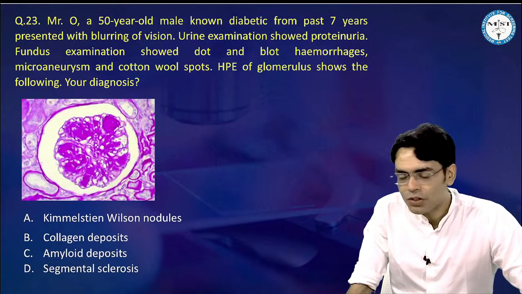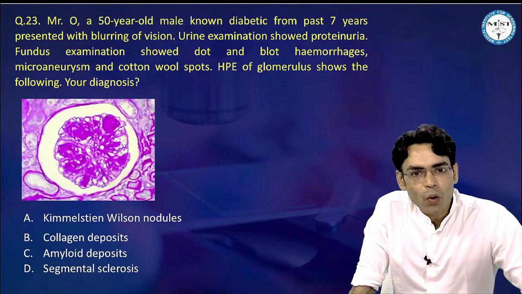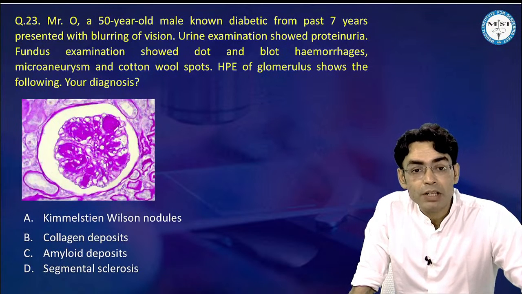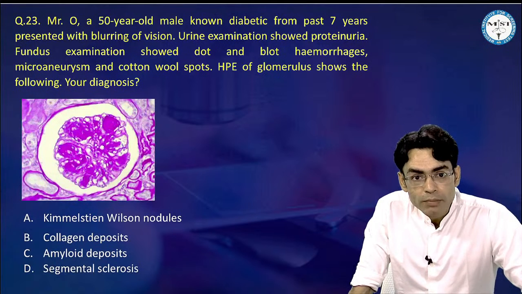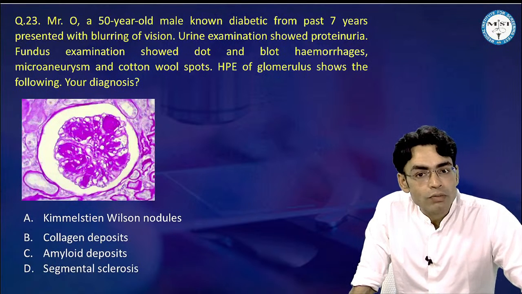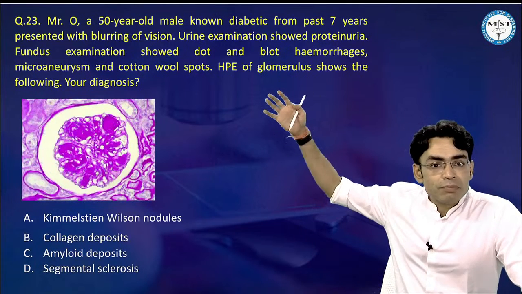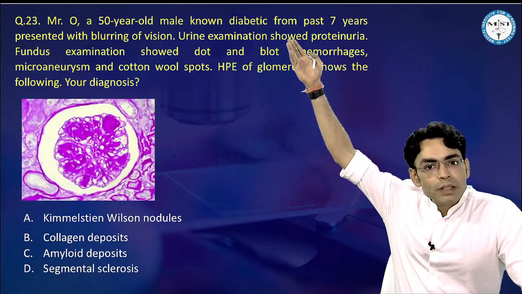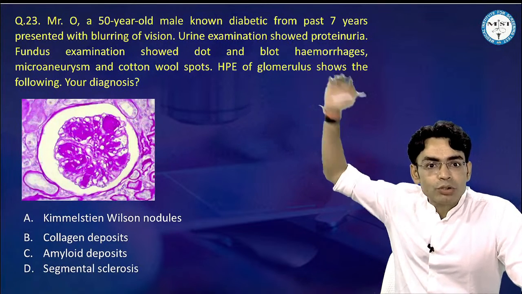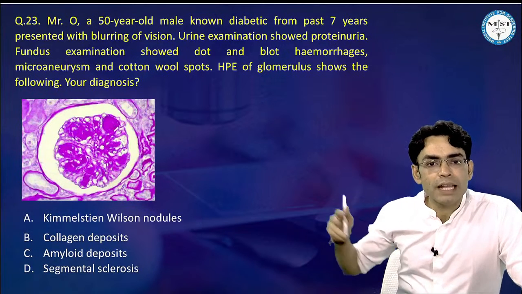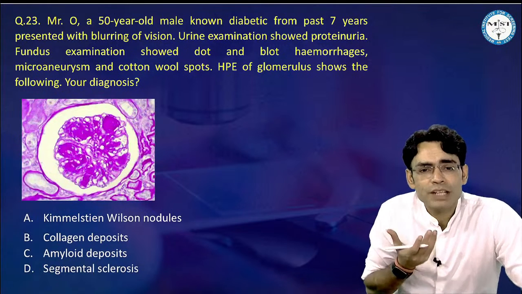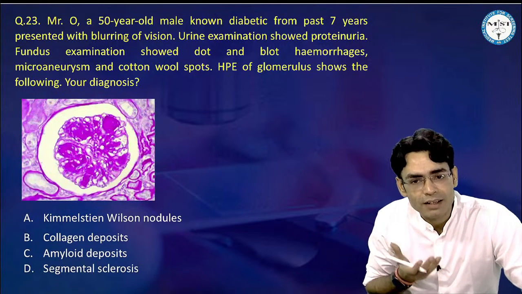23rd. Mr. O, a 50-year-old male, known diabetic from past 7 years, presented with blurring of vision. Urine examination showed proteinuria. Fundus examination shows dot and blot hemorrhages, microaneurysm, and cottonwool spots. So this is suffering from diabetic retinopathy. And even diabetic nephropathy is also there, because proteinuria has already started. HP of glomerulus shows the following. Your diagnosis. What is the most characteristic feature of a diabetic nephropathy?